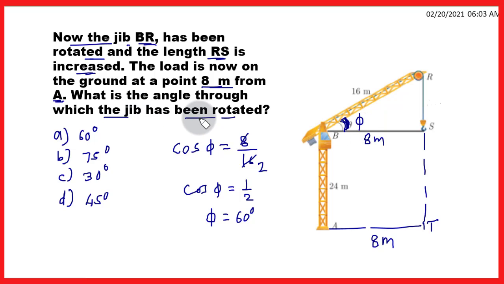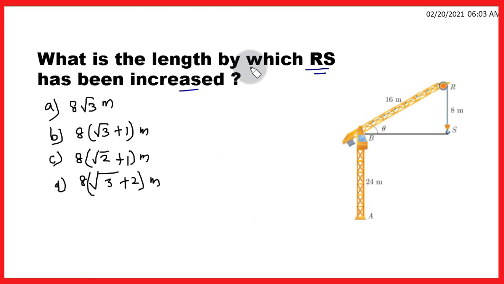What is the angle through which the jib has been rotated? Previously that angle theta was 30 degrees, that we calculated in question number 2, and now this angle has become 60 degrees. So the difference between these two is 60 minus 30, that will be 30 degrees, and therefore the jib has been rotated through an angle of 30 degrees, and therefore the C option is the correct option.